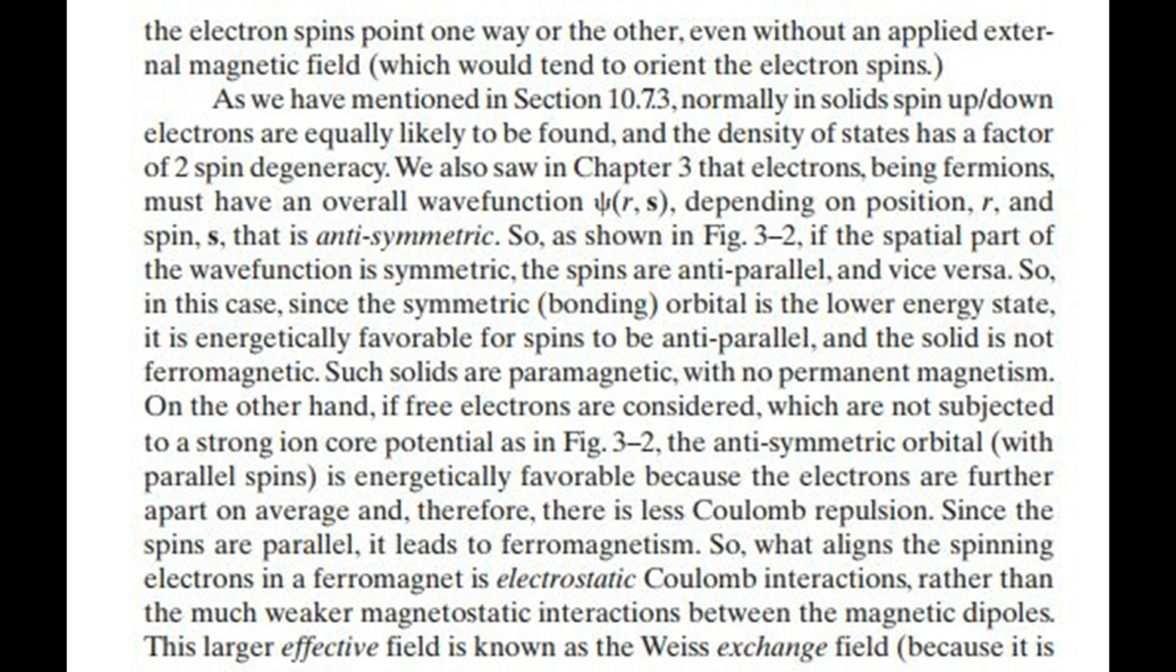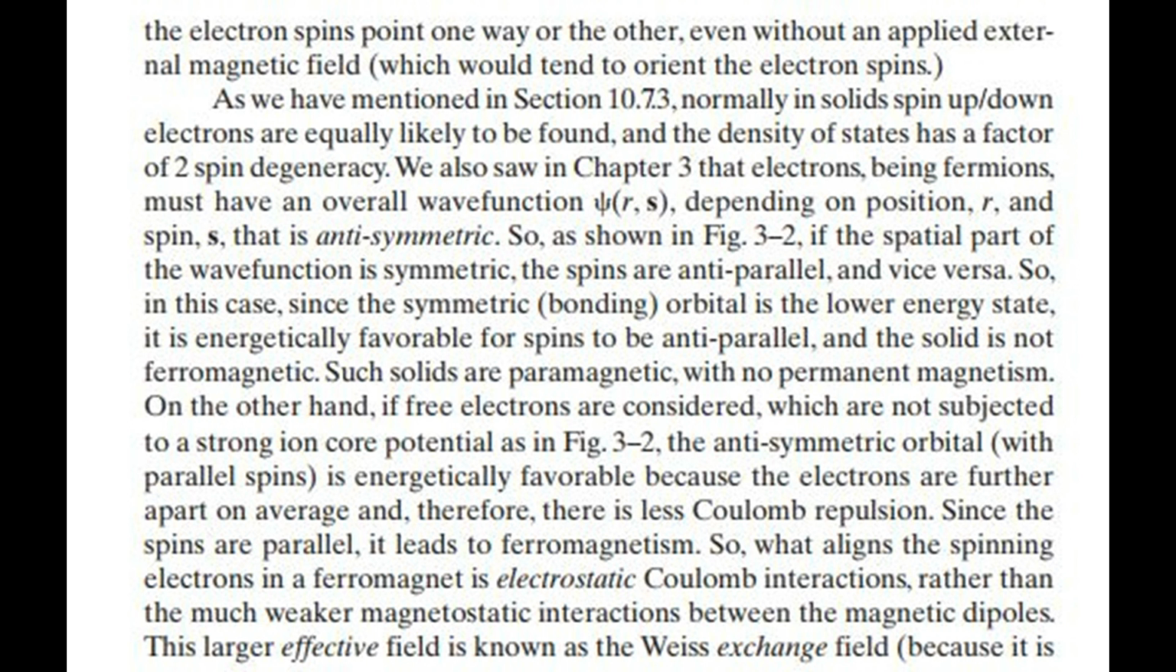We also saw in Chapter 3 that electrons, being fermions, must have an overall wave function ψ(r, s), depending on position, r, and spin, s, that is antisymmetric. So, as shown in Fig 3.2, if the spatial part of the wave function is symmetric, the spins are antiparallel, and vice versa. In this case, since the symmetric bonding orbital is the lower energy state, it is energetically favorable for spins to be antiparallel, and the solid is not ferromagnetic. Such solids are paramagnetic, with no permanent magnetism.